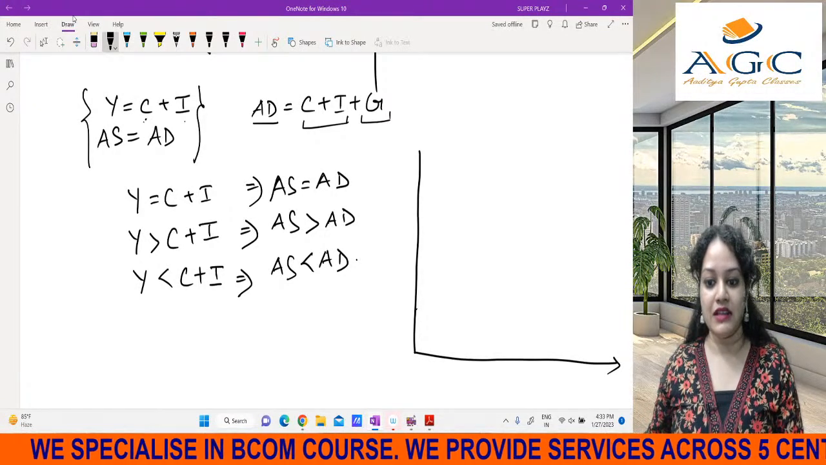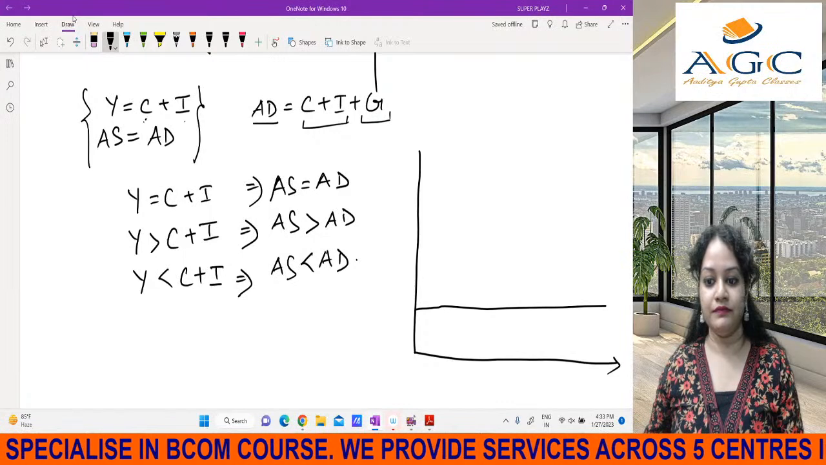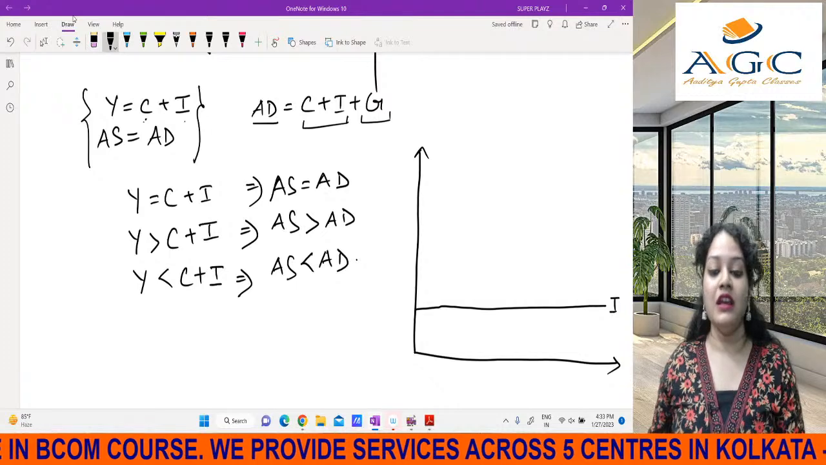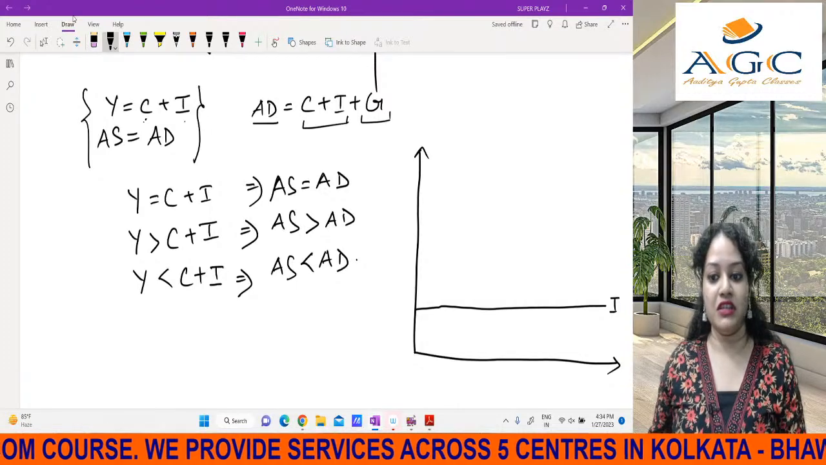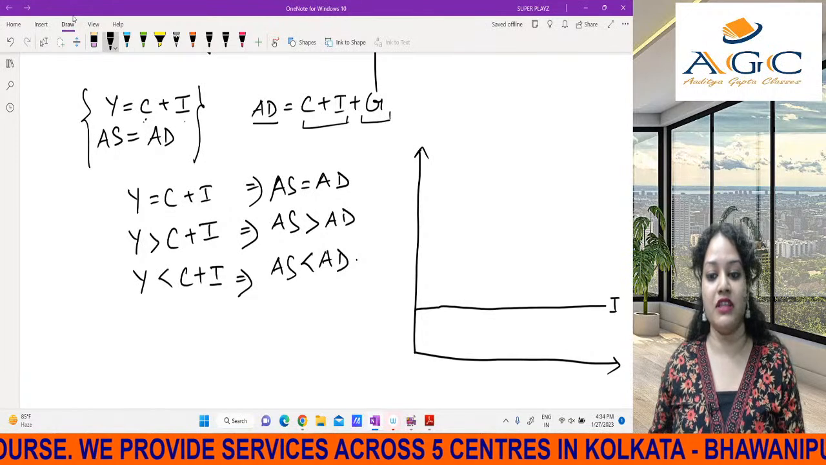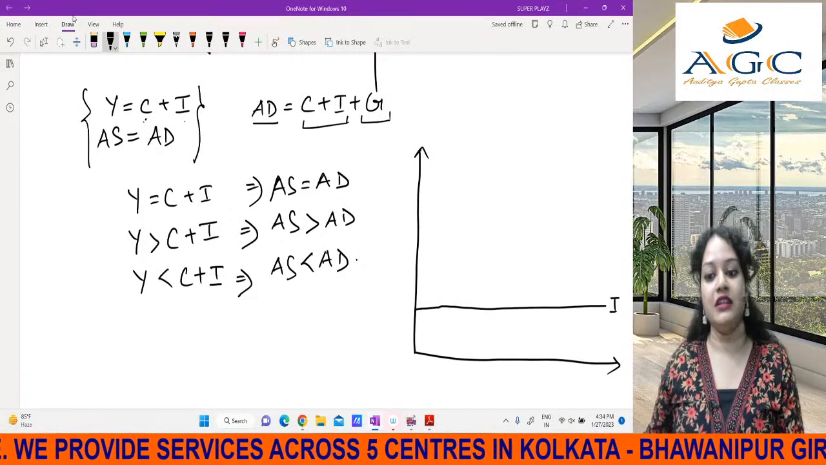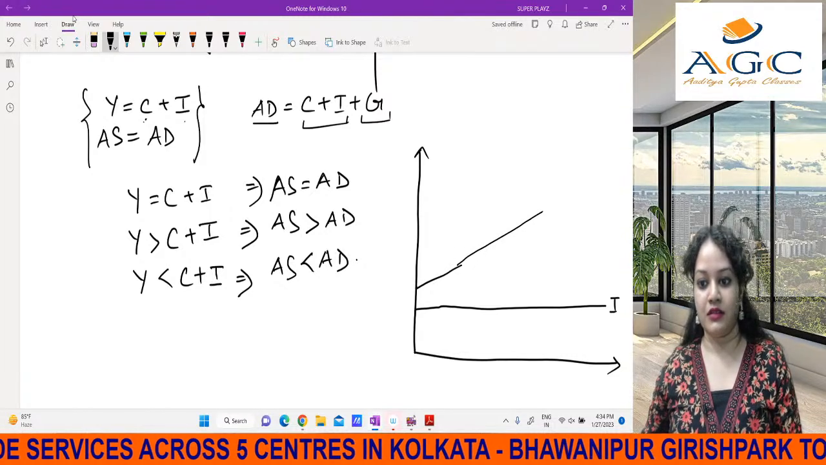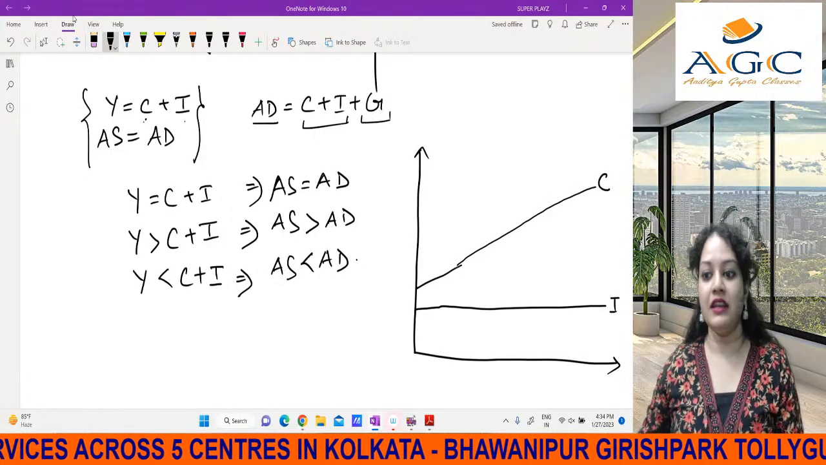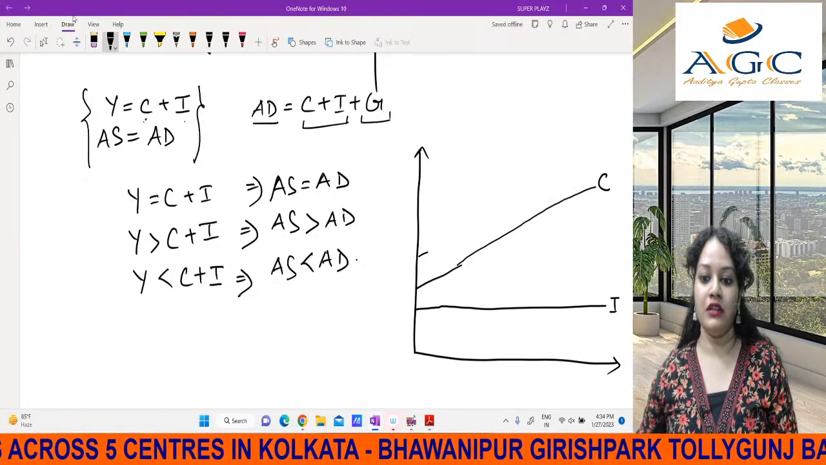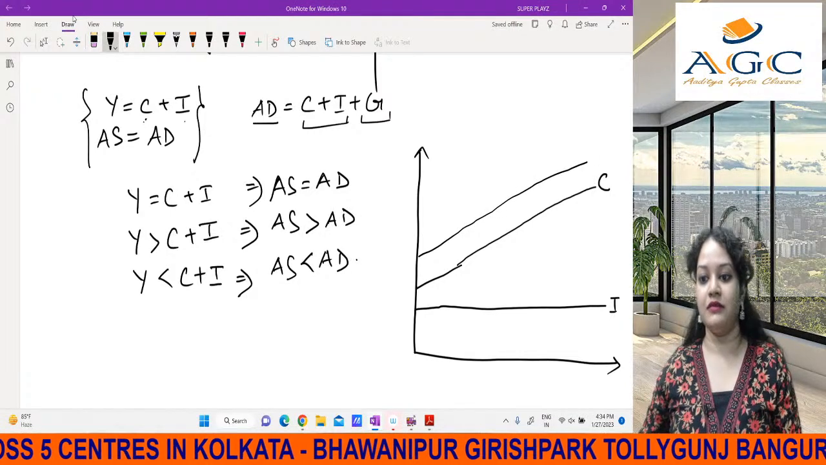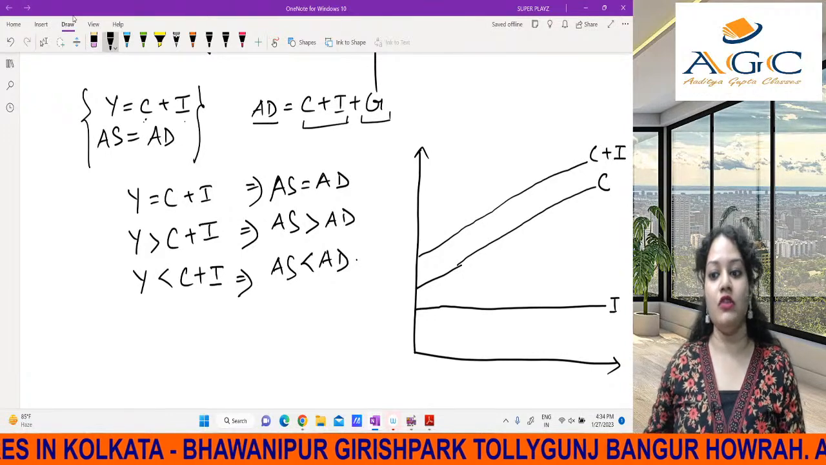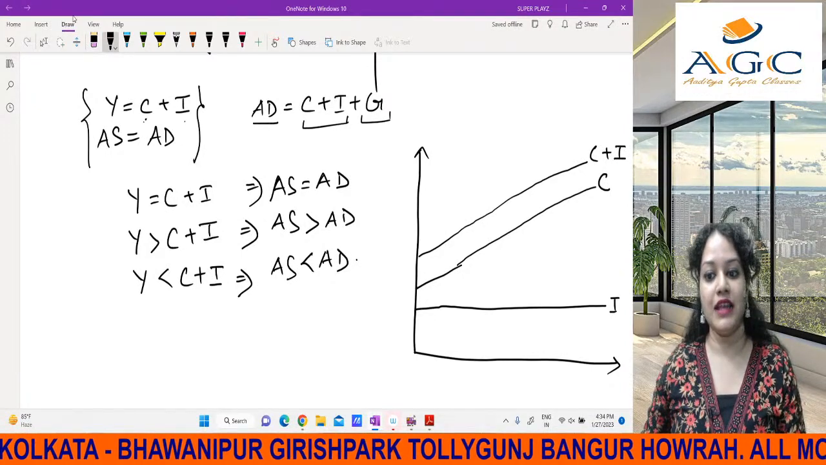Now see, what did I say in the last class? We have to draw our investment curve, right? This is our autonomous investment. If it is written in the question that you have to draw an induced investment, then this line will become a curve, right? Now what do we have to draw? We have to draw our consumption line. This is our consumption line, and we have to draw our C plus I line, right? Consumption plus investment line, all together we will be drawing it here. So C plus I line.